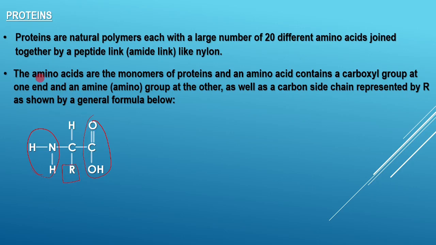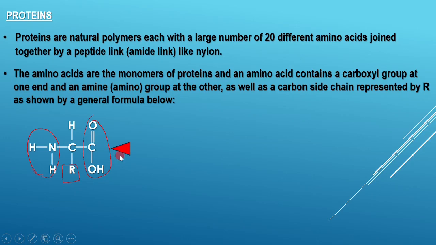This is what this statement is saying, that amino acids are the monomers of proteins, and an amino acid contains a carboxyl group at one end. This is the carboxyl group, and an amine group at the other. So this is an amine, as well as a carbon side chain, represented by R. Okay, so now we continue.